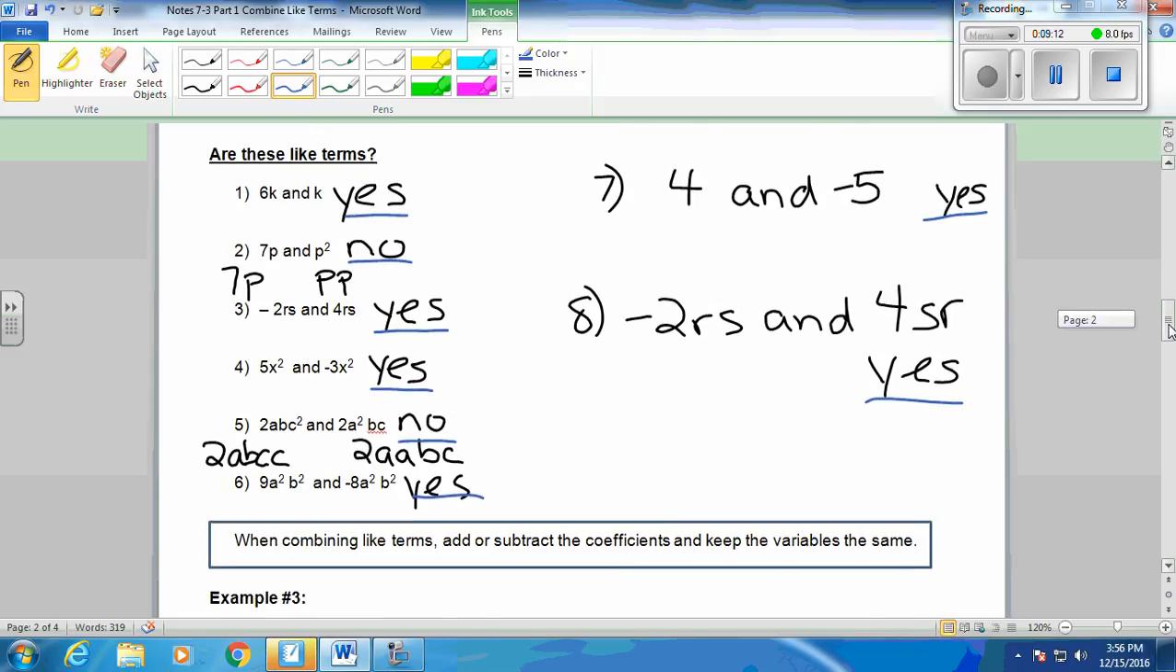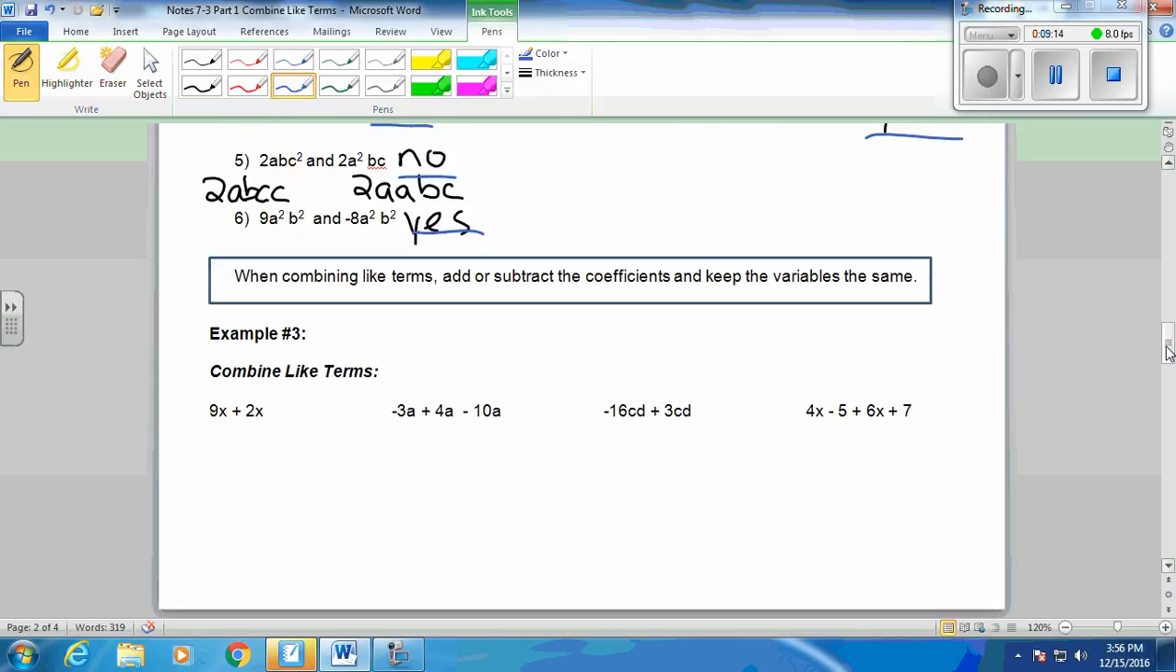So now we're going to talk about actually combining these. It says, when combining like terms, add or subtract the coefficients and keep the variables the same. If the terms are like, you can combine them. If they are not like, you cannot. So we're going to go over these 4 together. I just want to make sure that you're clear with me.